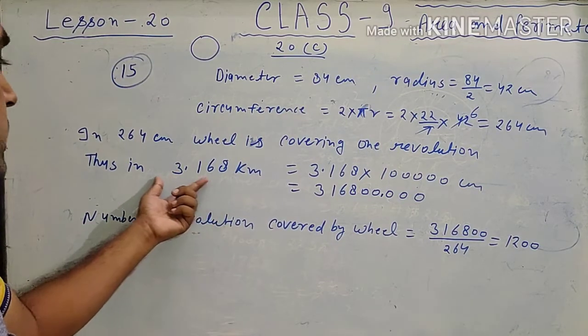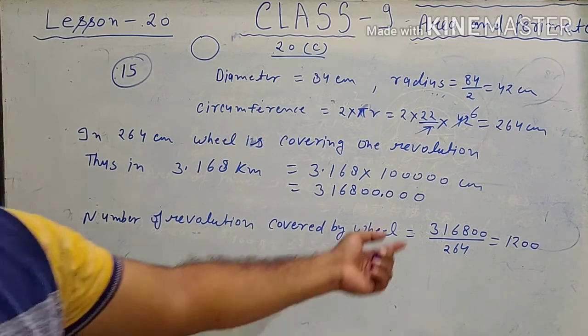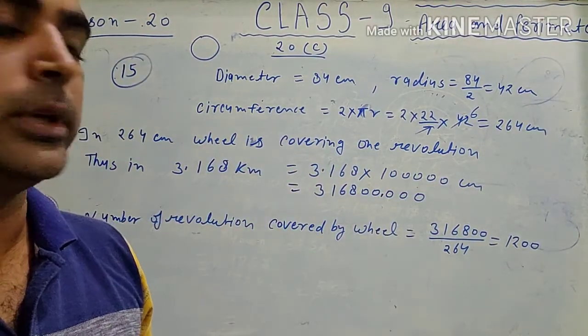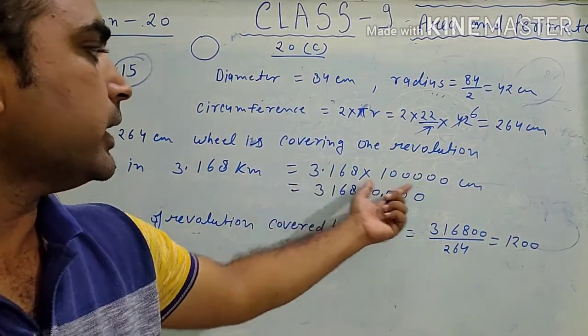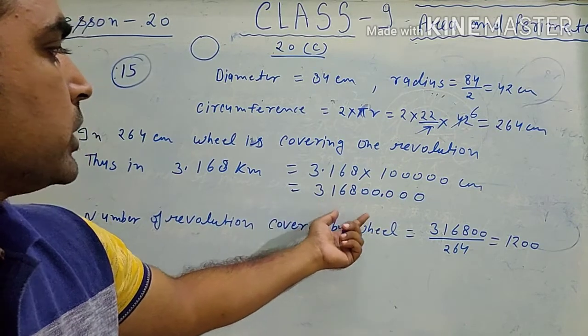The total distance is given as 3.168 kilometers. So first we convert it into centimeter. In 1 kilometer there are 1 lakh centimeter. So we multiply 3.168 by 1 lakh, and we get this.